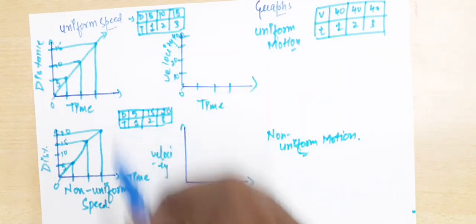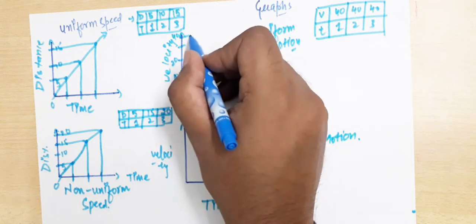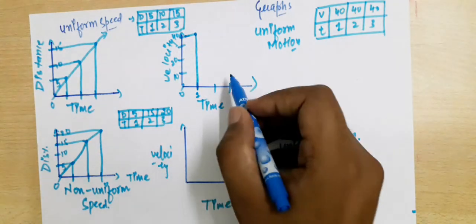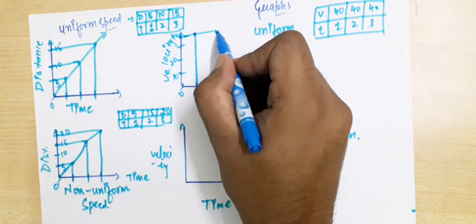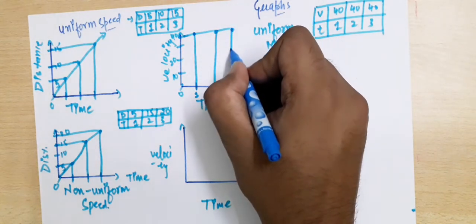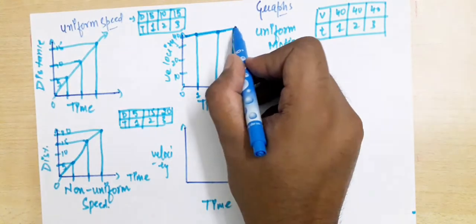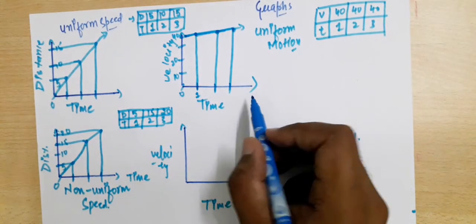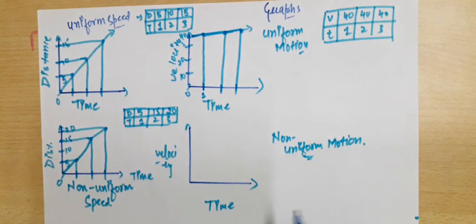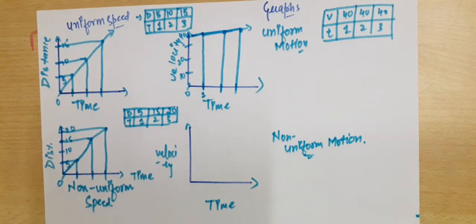This is 40. So we will observe that at the very first second the velocity was 40. At the second also it was 40, and in the third second also it was 40. So what we observed is a straight line parallel to the x-axis, parallel to time. So this is a graph of uniform motion, not uniform speed.